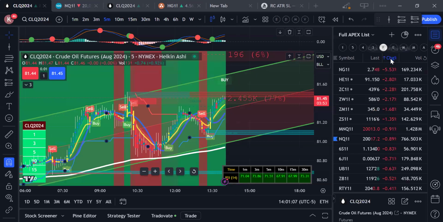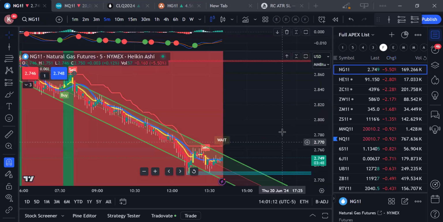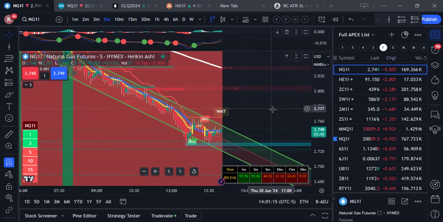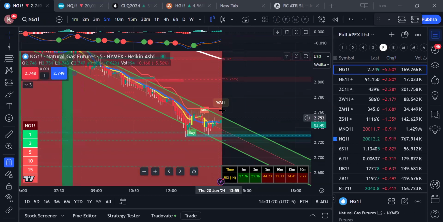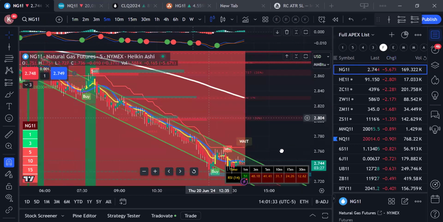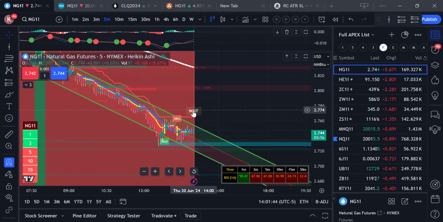So, for example, natural gas. Now it is in the bullish trend, and you see a sell signal. Now it is not a right time to sell, and it is also not a right time to buy, because it came all the way down since morning and is now slowly trying to bounce back. But it is not a great buy signal either, so it is giving you a wait signal.